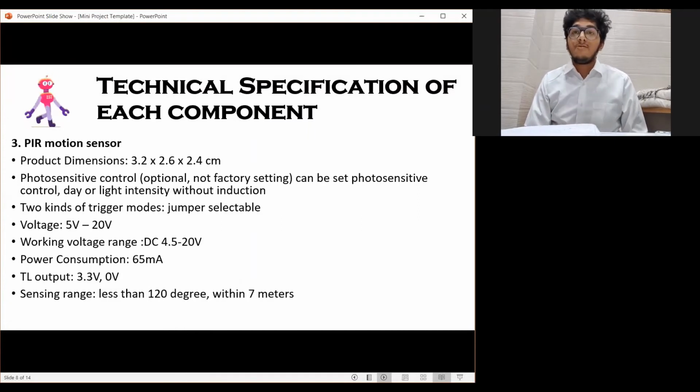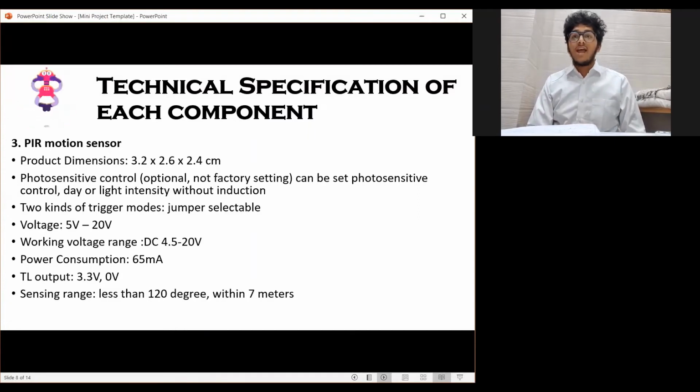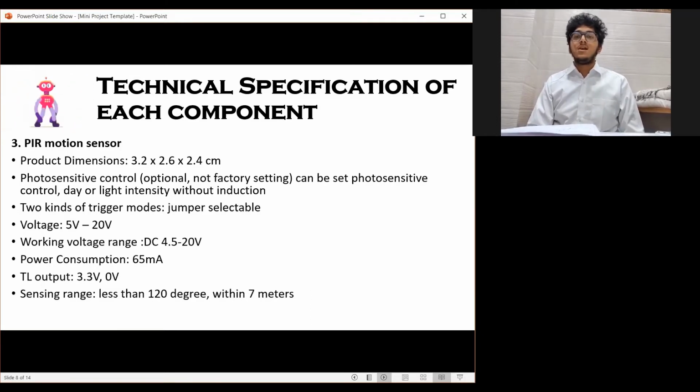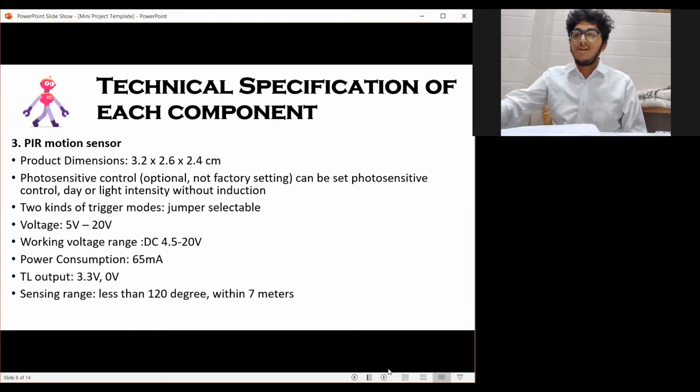Its operating voltage is 5 volts to 20 volts, and its working voltage ranges from 4.5 to 20 volts DC. The power consumption is 65 milliamperes, and the output is 3.3 volts and 0 volts. Its sensing range is less than 120 degrees within 7 meters.